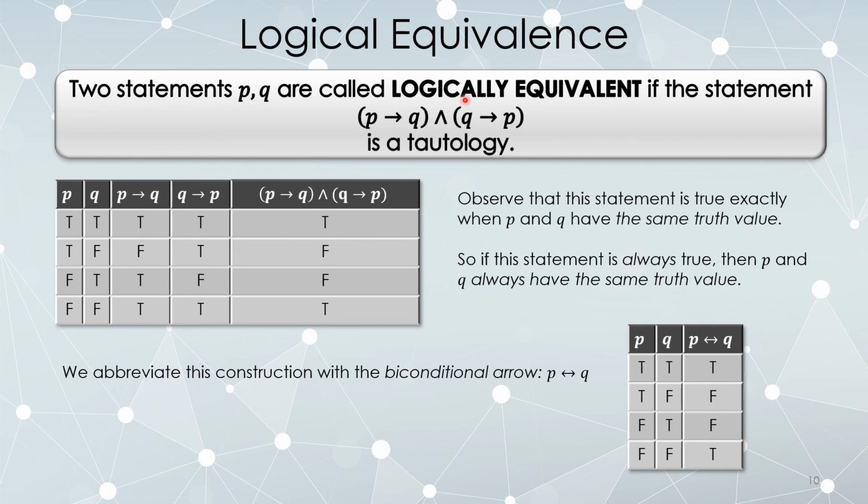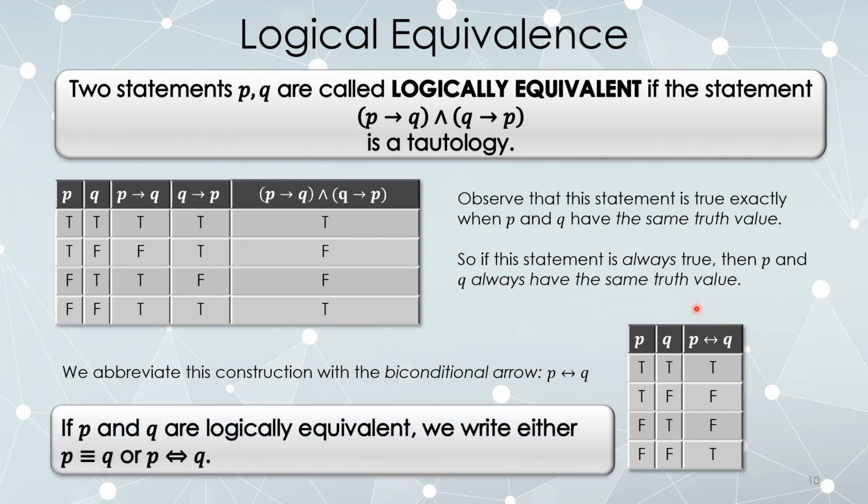So ultimately, logically equivalent means, based on what P and Q were as their own statements, this column would turn out to be a tautology. If that happens to be the case, there are a few notations for this. These mean very subtly different things that aren't going to be too important for us. P is logically equivalent to Q is this 3-line equal sign, or P if and only if Q.